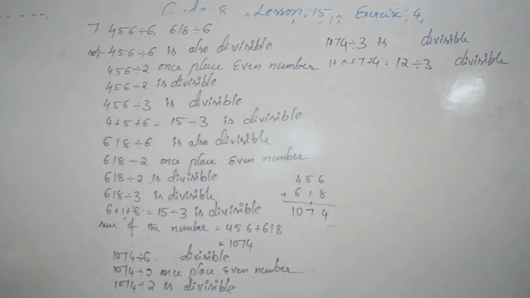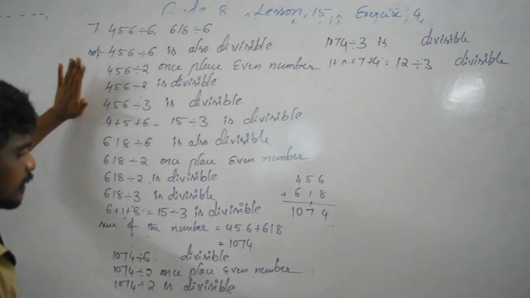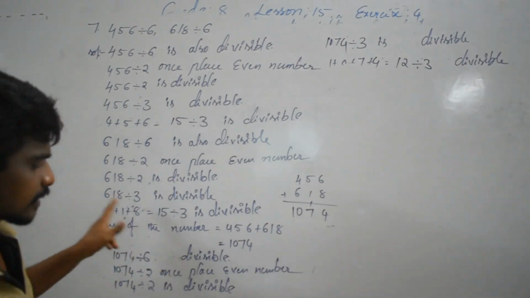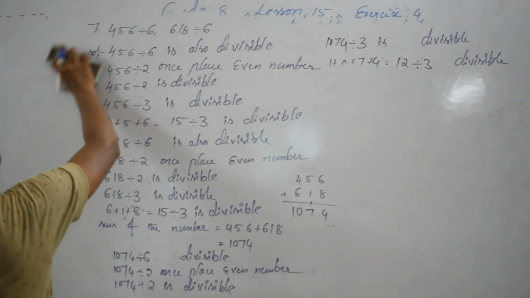Next one, the 8th one. Check whether 876 and 345 are divisible by 3. Their difference. So as in the 8th problem, it is like this only. Here the sum was asked, here their difference is asked.